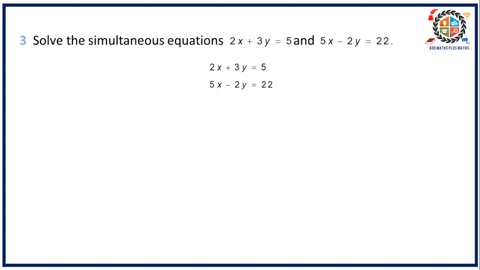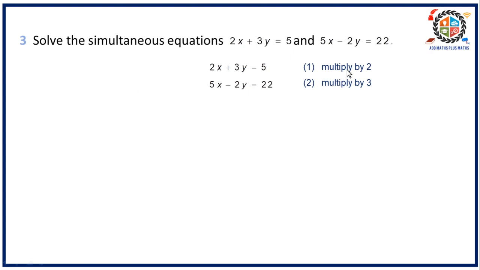Okay, so this is another way. I can multiply the first equation by 2 and multiply the second equation by 3 so that I can make the numerical coefficient of y the same but with different signs. Okay, so let's see what the presentation will give us.